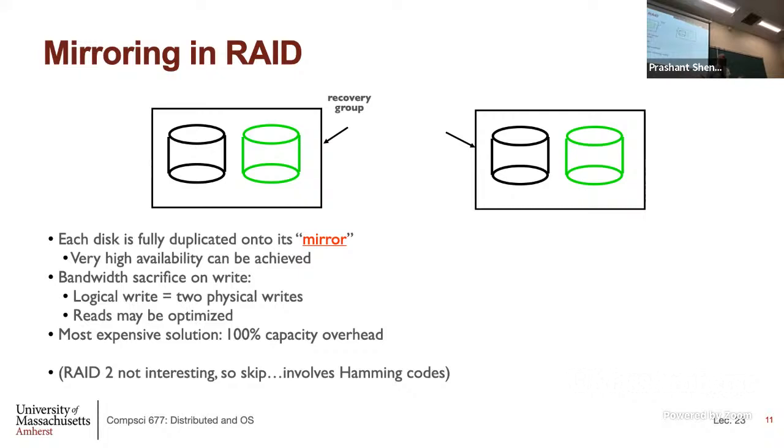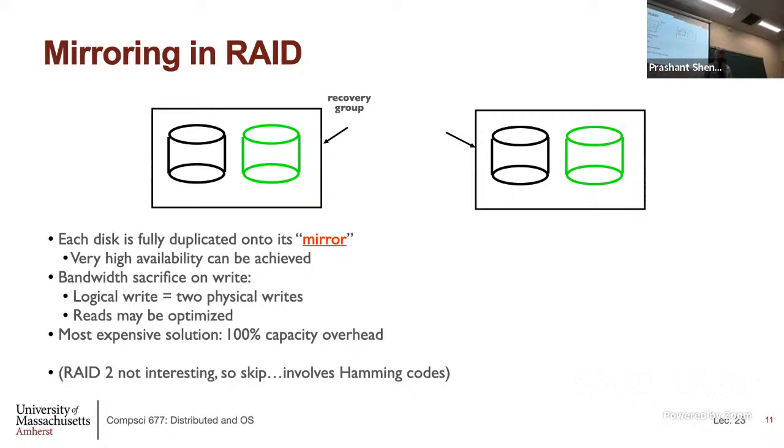Okay? So you might say, I don't want to double my cost. That's just too much of a price to pay. So can we do better? Mirroring is the basic level of redundancy. You're just going to make duplicate copies. So that's RAID level 1.